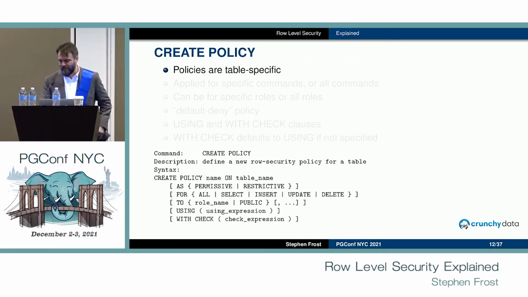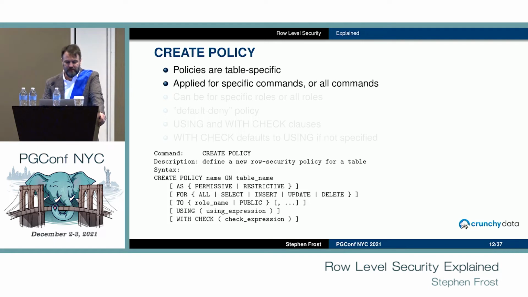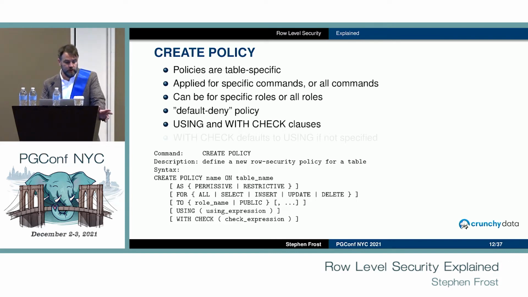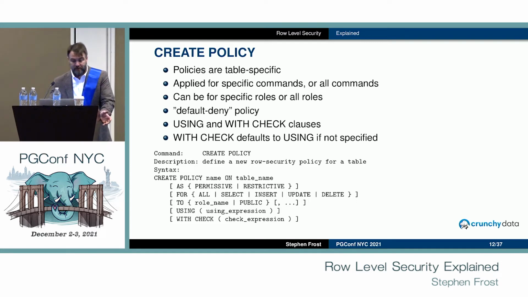All right, so how do we create a policy? Creating a policy is done through the create policy command, perhaps not surprising. You can specify that the policy is to be for specific commands. We'll talk about the different commands that you can specify. You can also define whether you want them to be for a particular role or for all roles. As I mentioned before, there is a default deny kind of policy if none exist. And then you specify your using and with check clauses. And if you don't specify a with check clause, then it'll default to using the using clause. So this is the full syntax for the create policy command.